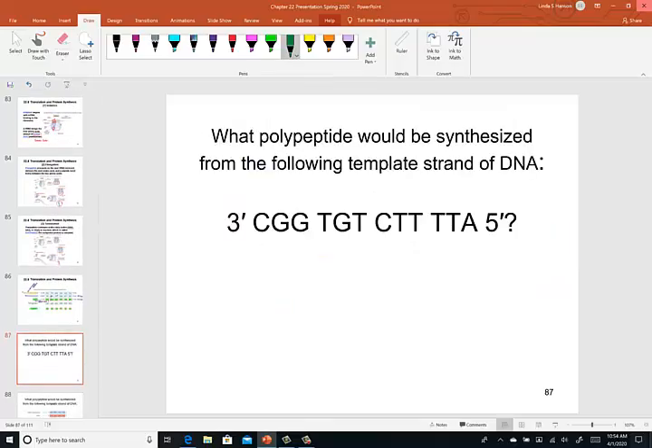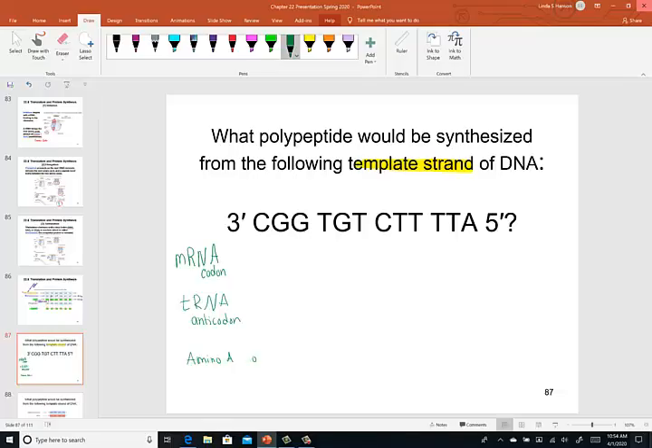Alrighty, so let's process that. What polypeptide would be synthesized from the following template strand of DNA? So keyword here, this is the template strand of DNA. This is the coding that's going to build the messenger RNA. We will have a transfer RNA that has the anticodon. The messenger RNA contains the codon, and then we said the amino acid that is going to get formed, in terms of going to code.